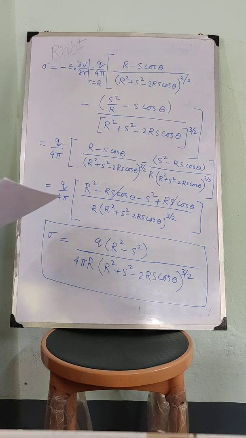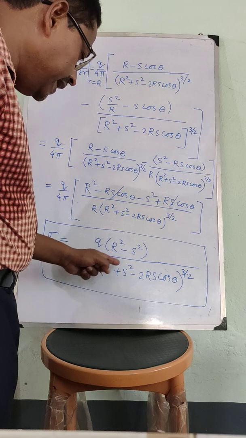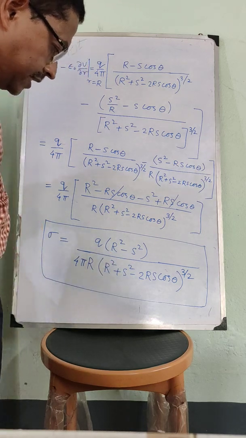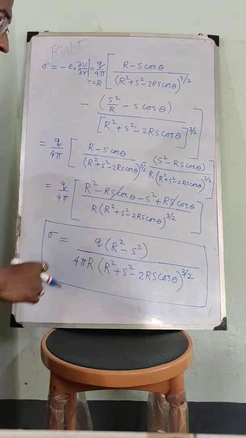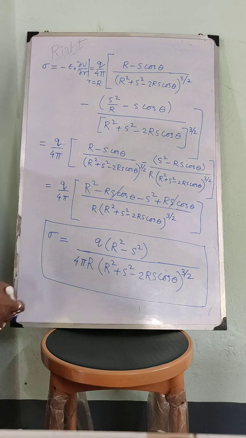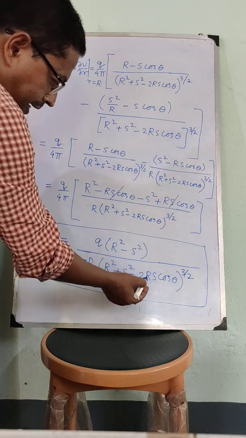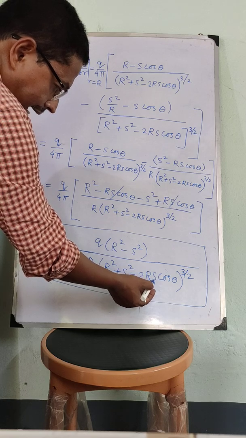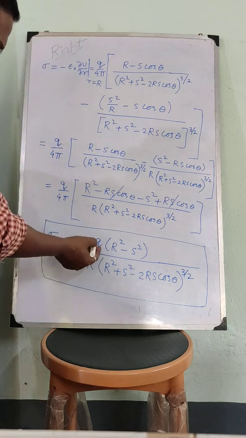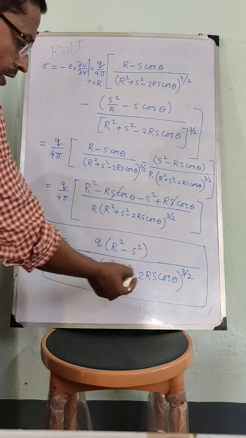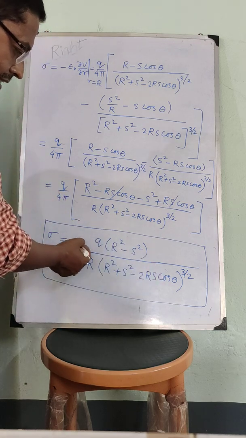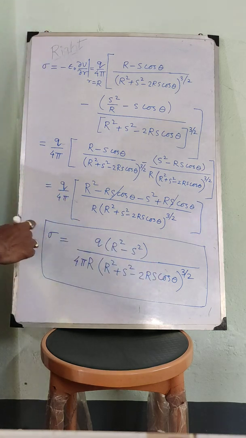Q by 4 pi R (R² − s²)... Yes, it is correct. So this is the expression of induced surface charge density on the surface of the conducting sphere. We see that it is a function of theta only, because capital R and s are all constants. q is also given. So induced surface charge density is a function of theta.